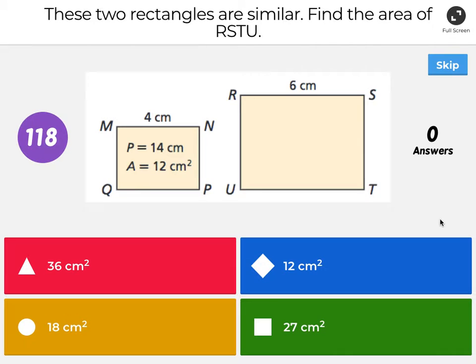It's the same problem, so you already have the perimeter ratio. You already have the similarity ratio. It's 3 halves. It's the same problem, but now you're trying to find the area. So you know that the similarity ratio is 3 halves, and you have to find the area.